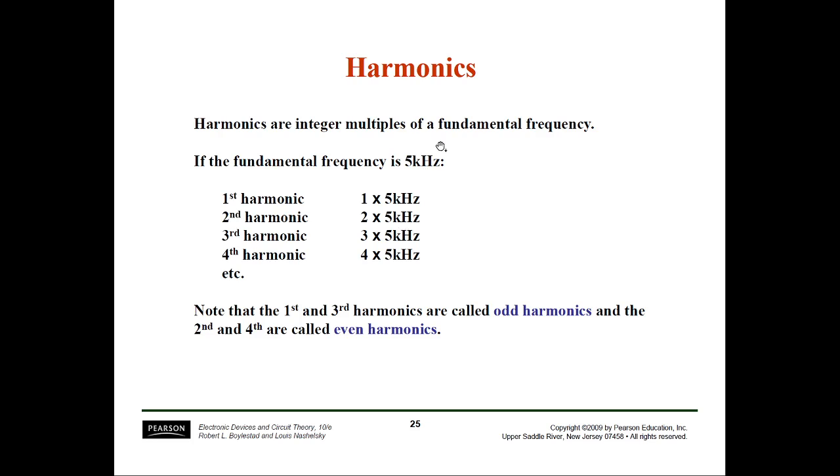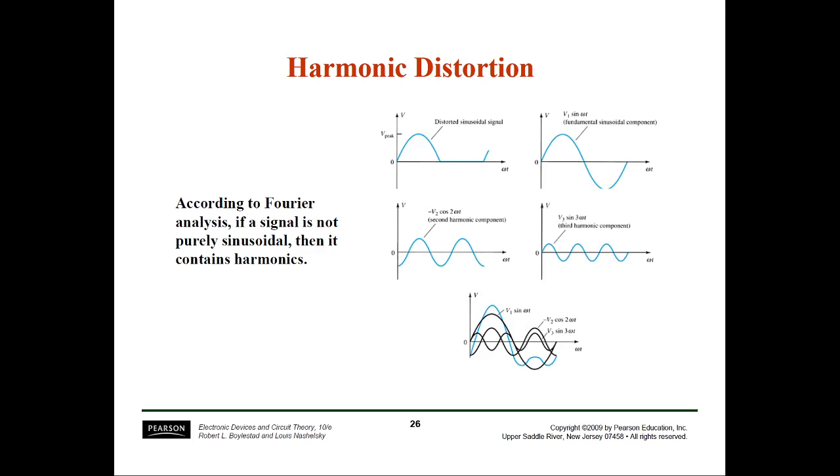So harmonics is nothing but one frequency continuously occurring, say 5 kilohertz, and if you multiply it by 2, 3, and so on, you get 10, 15, 20 kilohertz. These are the harmonics. The first harmonic, second harmonic and so on occur in the amplification, so harmonic distortion will happen in this case.